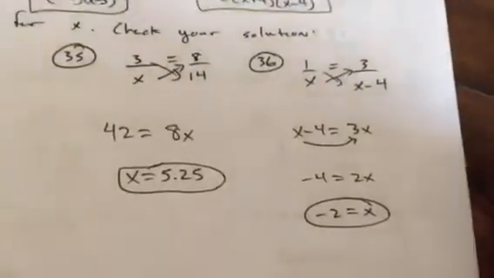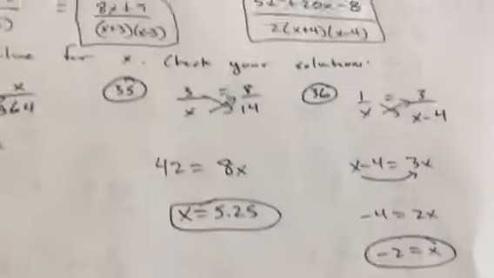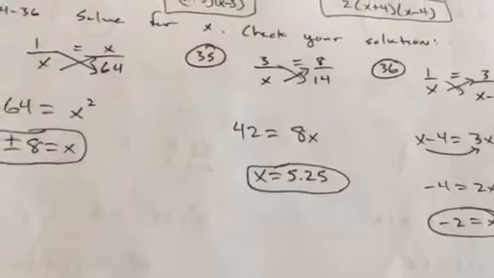Simply cross multiply, check your solution, make sure here you don't get x is 0, you don't. Cross multiply, again, those should be very easy. Remember, an extraneous solution is a solution that makes the denominator 0.